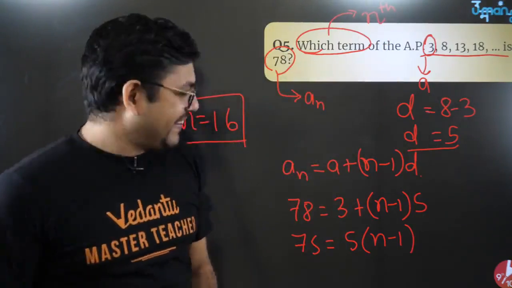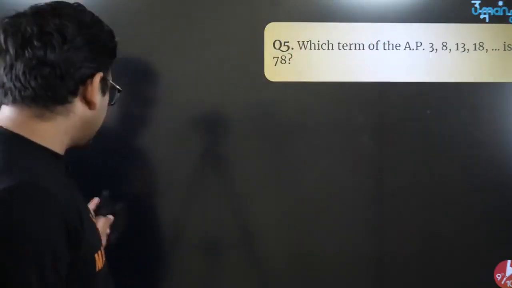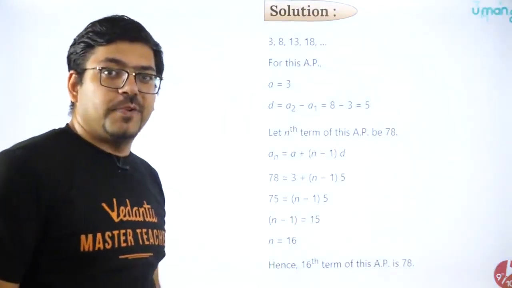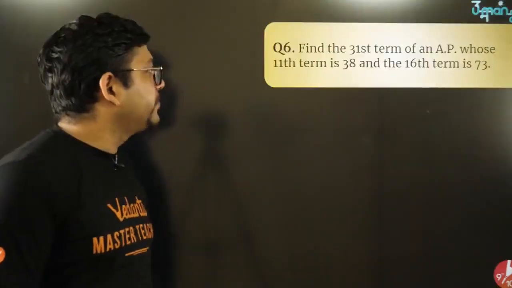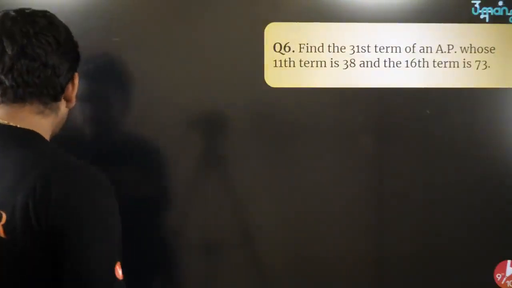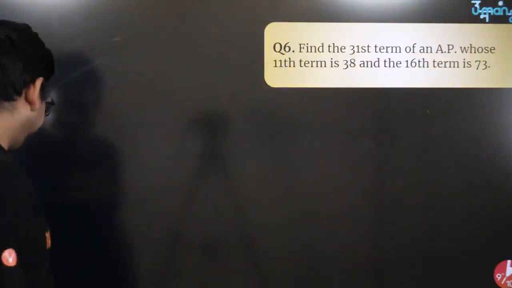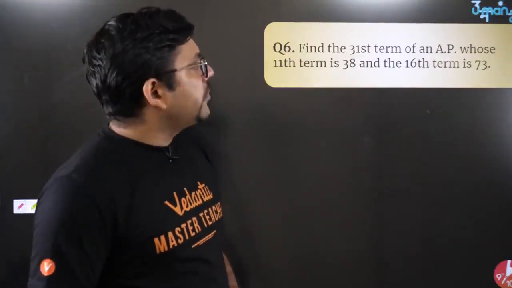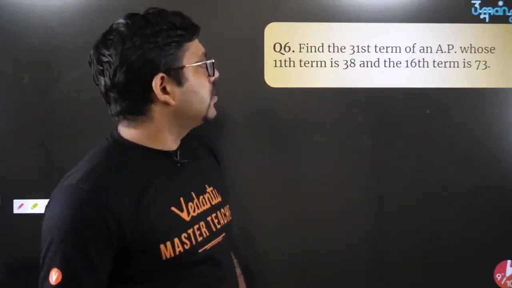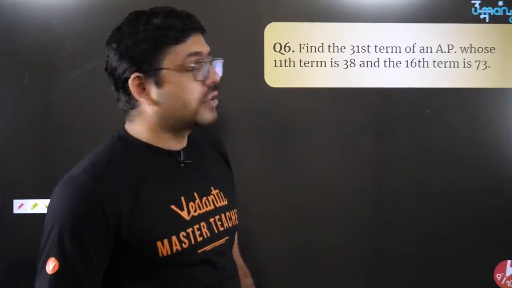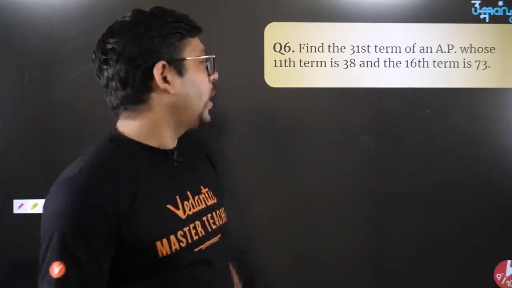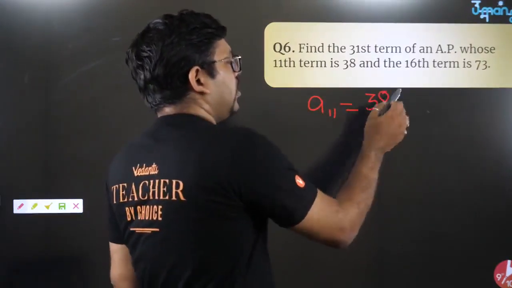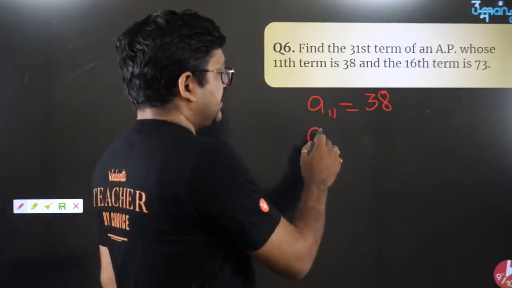If you all understood, let me just show you the solution as well. So yes, the 16th term is the 78th term. Moving ahead, this is the next question. Let's solve this as well. The question says, find the 31st term of an AP whose 11th term is 38 and 16th term is 73.